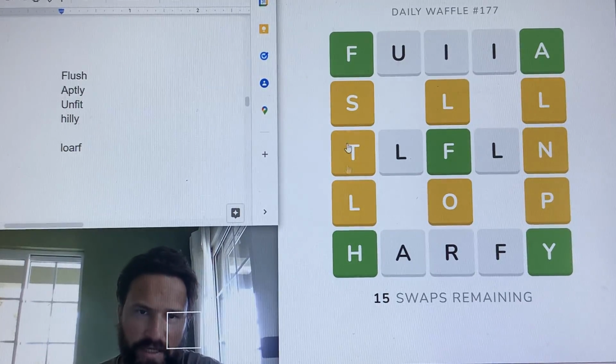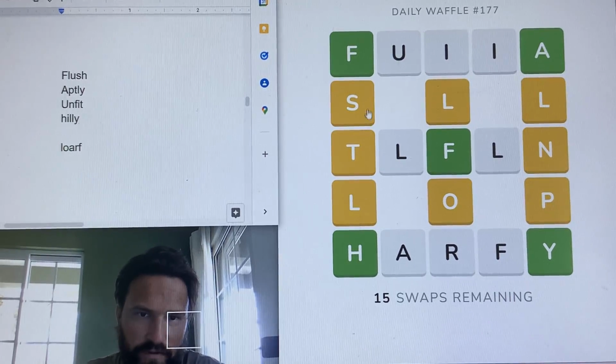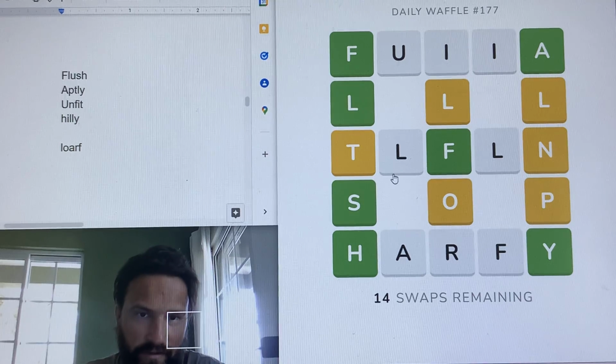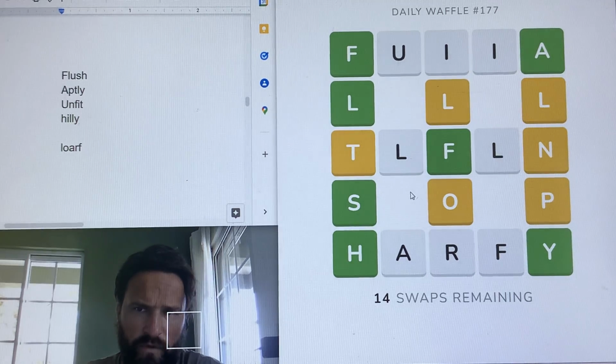I'm thinking this is flush, right? This really looks like it should be flush. So I'm gonna switch this L and this S, and they should actually both turn green if what I'm thinking is right. Okay, they both turn green, so flush is looking very probable. It still could be flash, I guess, but we were trying to use the A for something else, I think.